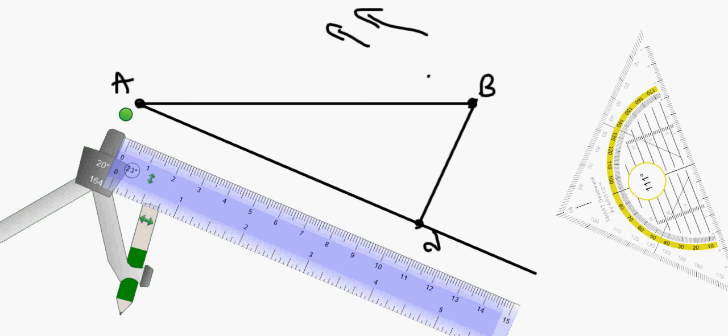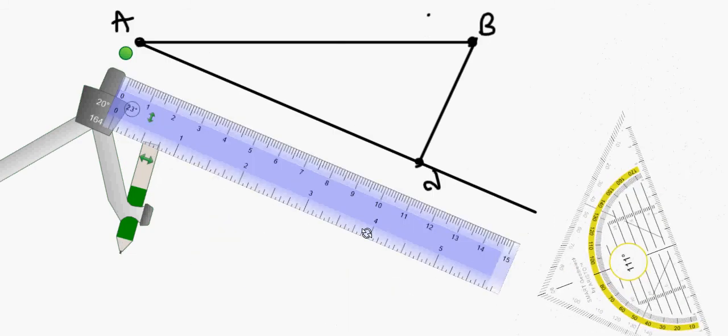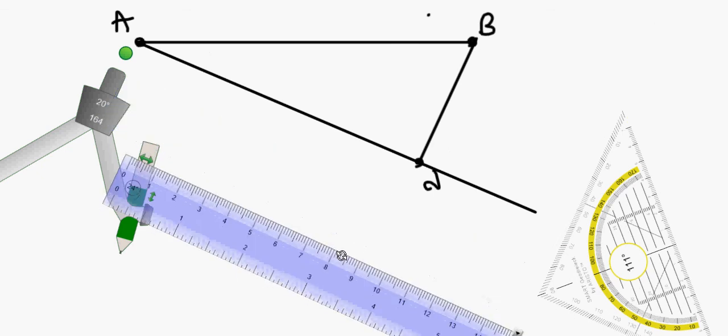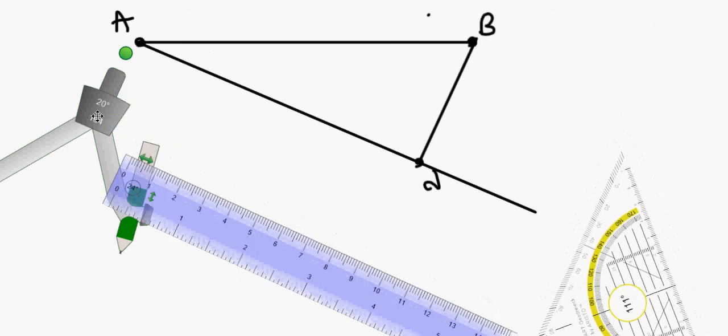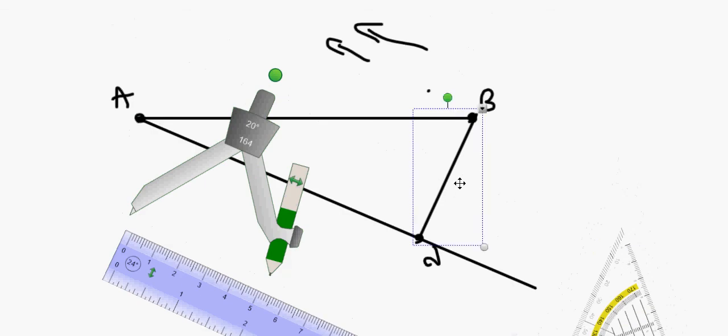Okay, so like the last time, you're going to get your compass and set your compass at a distance. Start from scratch here actually.